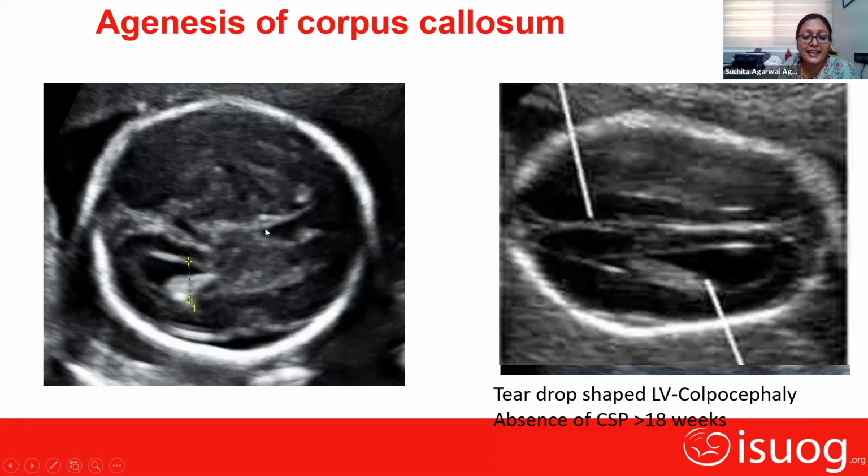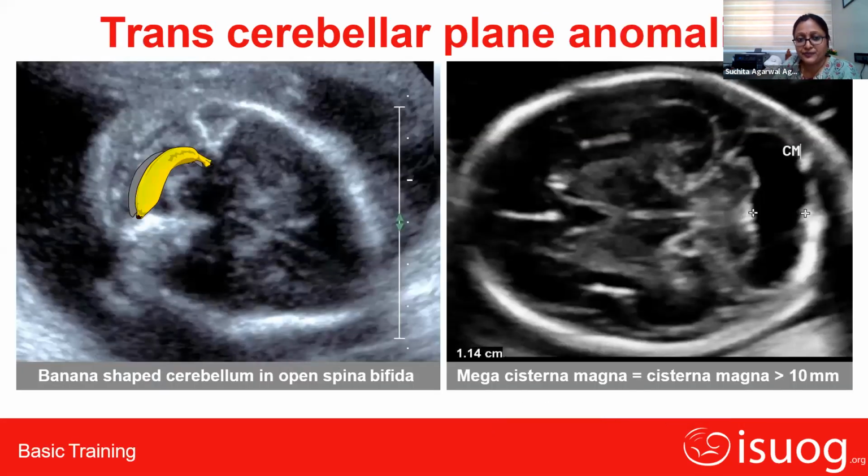CSP is seen between 18 to 37 weeks of gestation. So if a patient comes to me at 17 weeks and I don't find a good CSP, that does not mean that there will be agenesis of corpus callosum. I have to call the patient again at 19 weeks and look whether the CSP is good or not. If the CSP is still not good, then I can go for a mid-sagittal scan and see whether the corpus callosum is good or not. So between 18 to 37 weeks, a normal CSP is seen.